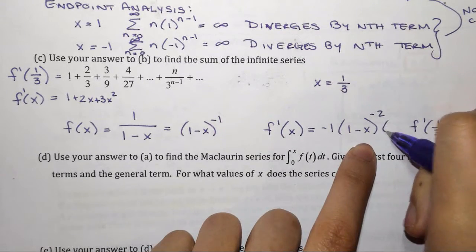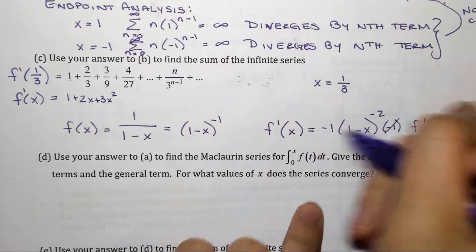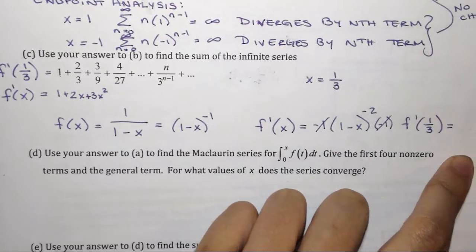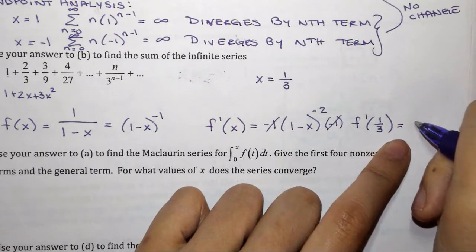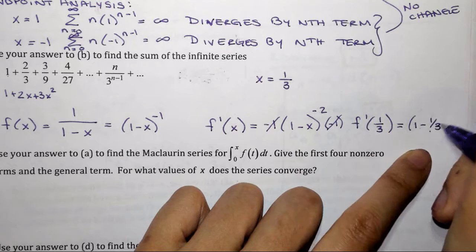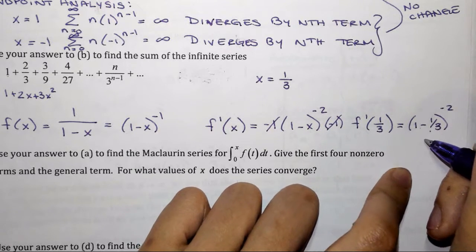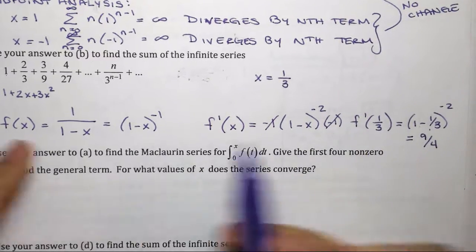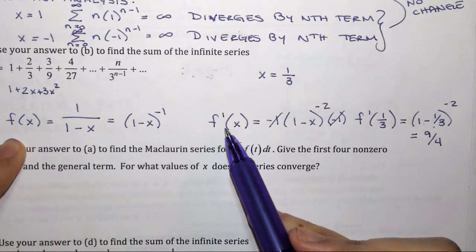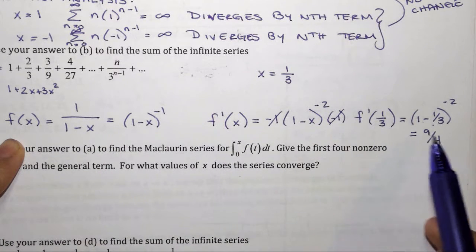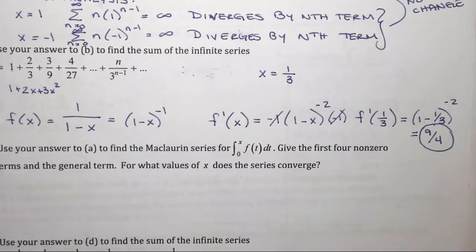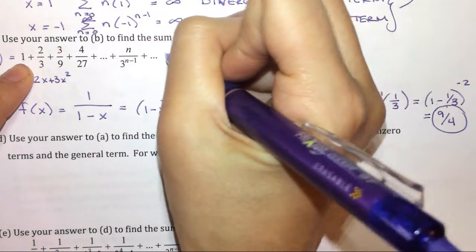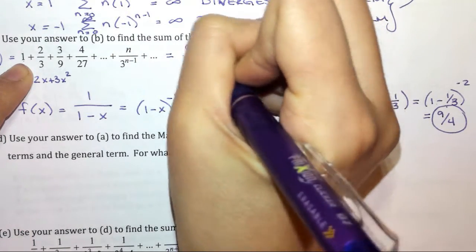Oh, sorry. I forgot to do chain rule. So those two kind of cancel. And that equals 9/4. So I went back to the original function, found the first derivative, found that the first derivative at 1/3 is 9/4. If this is also what the first derivative is equivalent to, then this series is equal to 9/4. Okay?